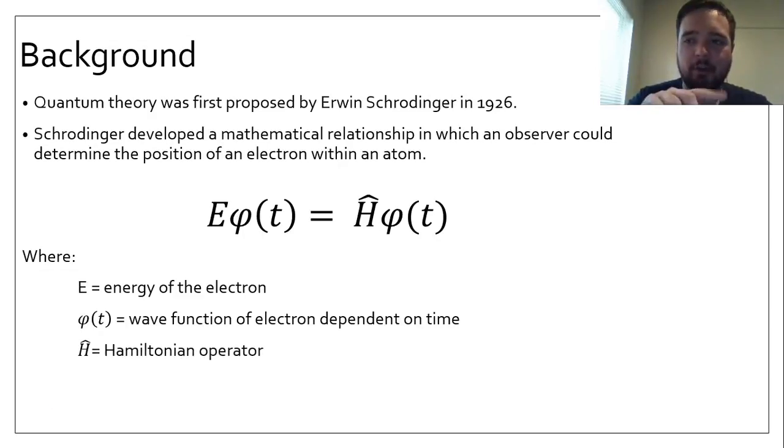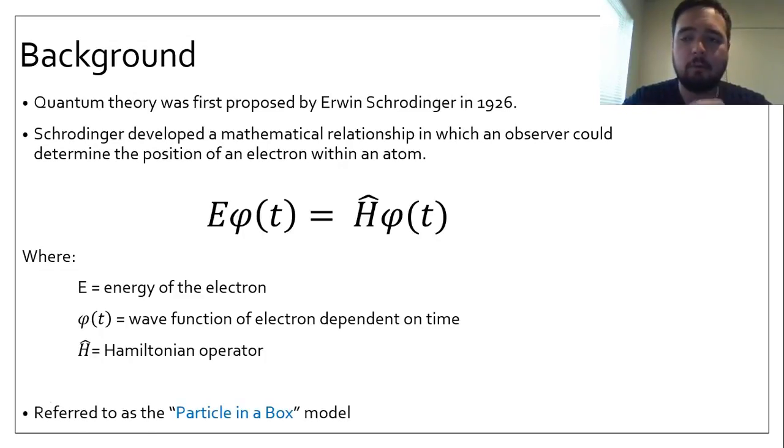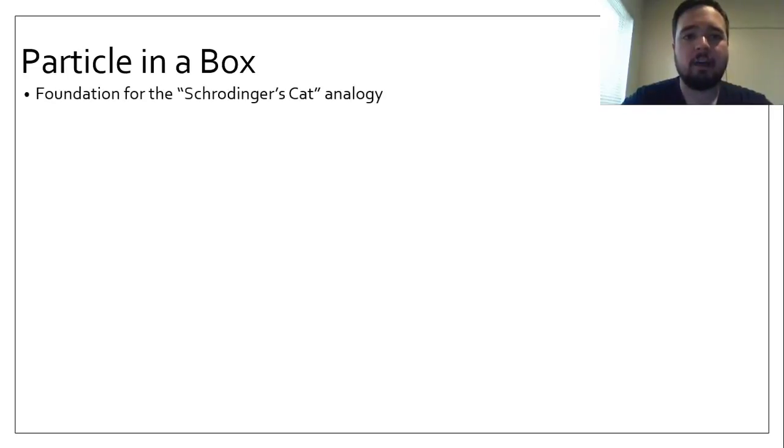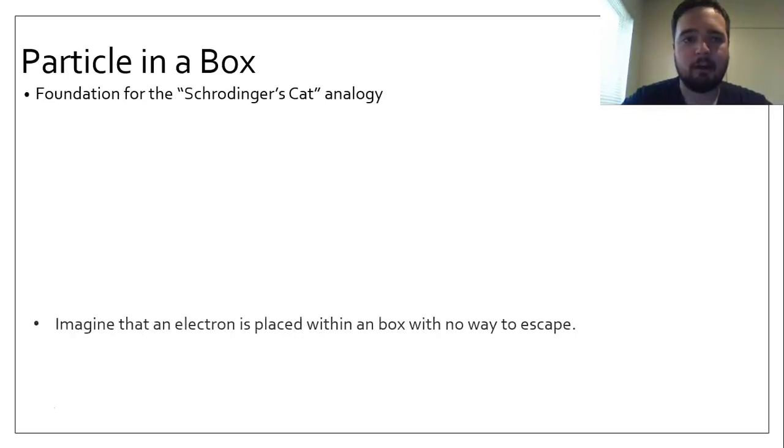And then this h with the little arrow on top of it is called a Hamiltonian operator. It's a mathematical function that we use to help create a symmetry in this problem. Again, I don't expect you to know that, but just be aware that this is called Schrödinger's equation. It also sets up what's called the particle in a box model, which is, again, pretty much Schrödinger's cat. So particle in a box is a foundation for the Schrödinger's cat analogy.